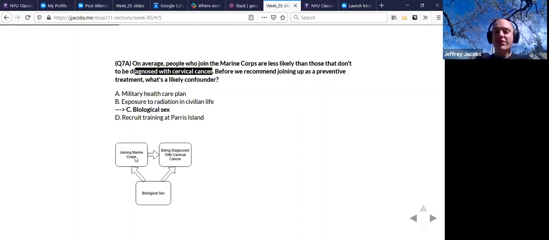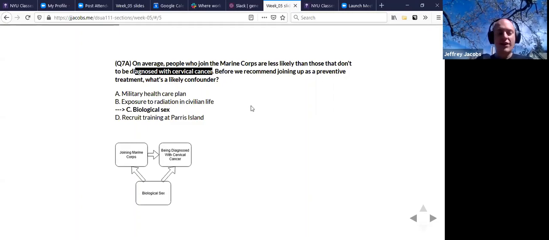So that's what you do first: you identify what the theory is. Cover up this biological sex part for a second, and just look at what it is positing. It is hypothesizing that there's a causal relationship between joining the Marine Corps and being diagnosed with cervical cancer. But then the question is, before we recommend joining up as a preventative treatment, what's a likely confounder?